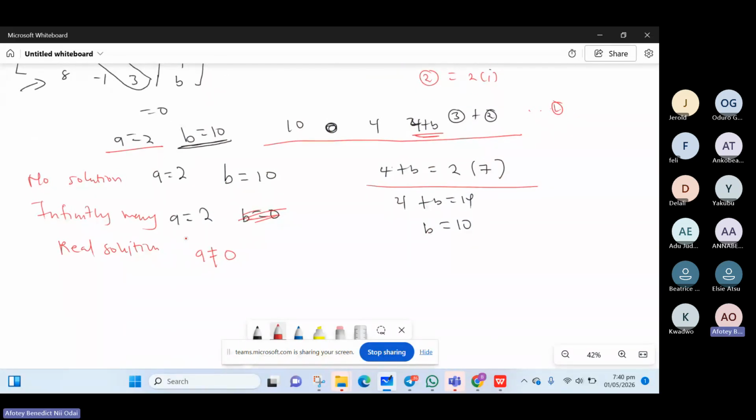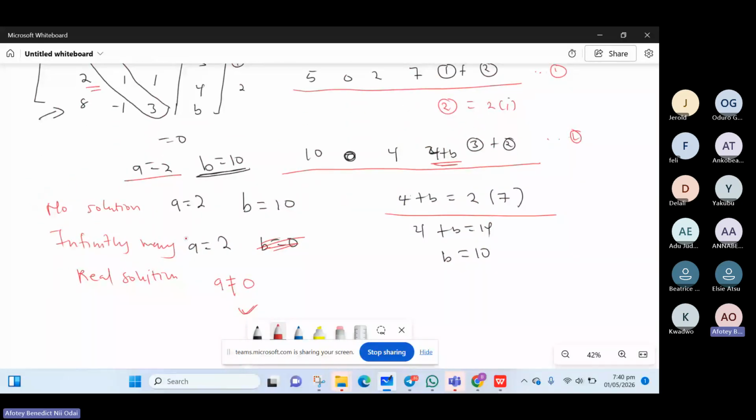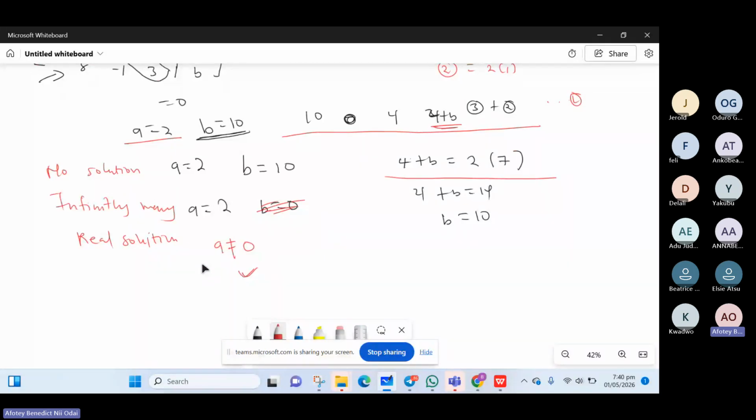And for infinitely many solutions, a is equal to 2 because we get this one. And for real solution, a should not be equal to 0. Right? a should not be equal to 0. And b can have a value, but the condition for a real solution, once a is not equal to 0, you are guaranteed that you get a real solution. Right? You can also add a b, but usually you can leave it out.